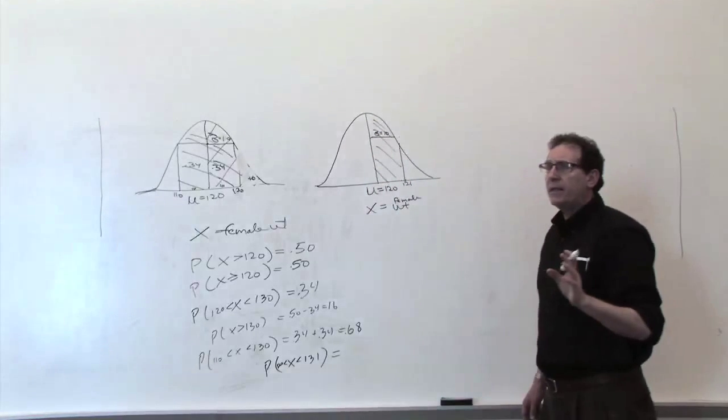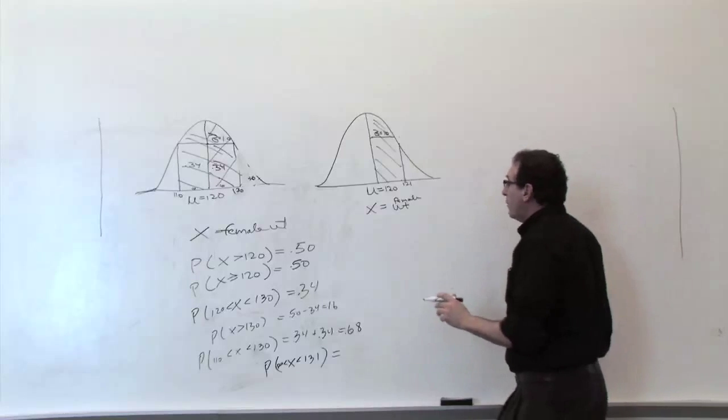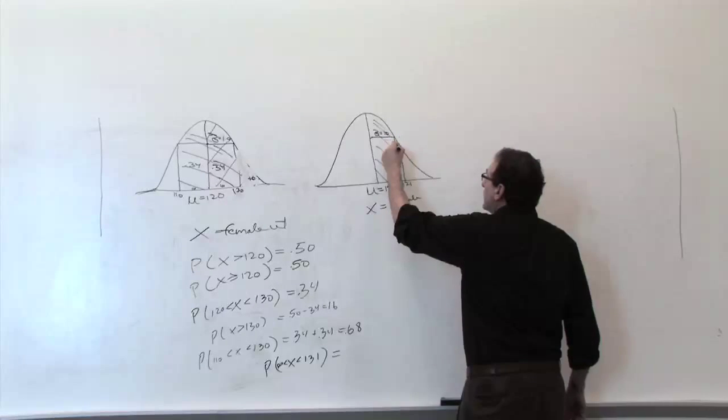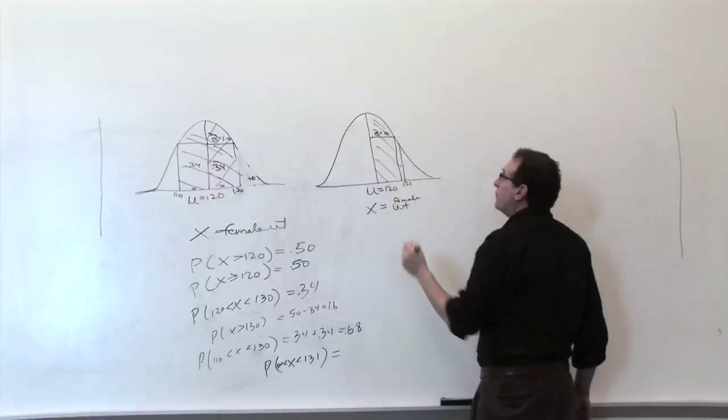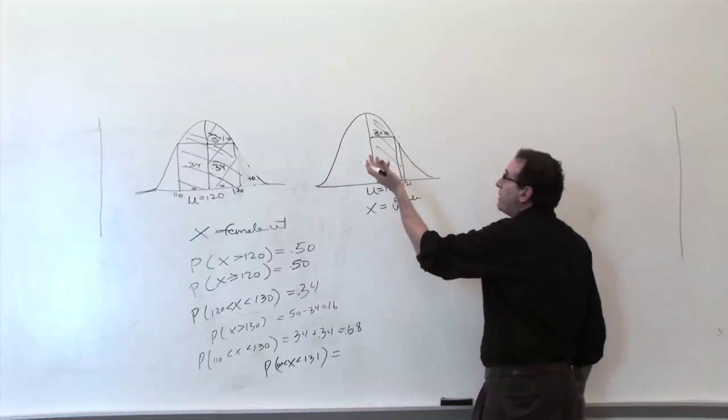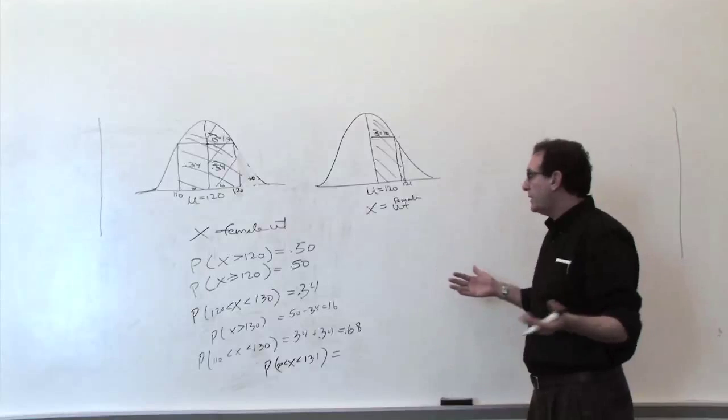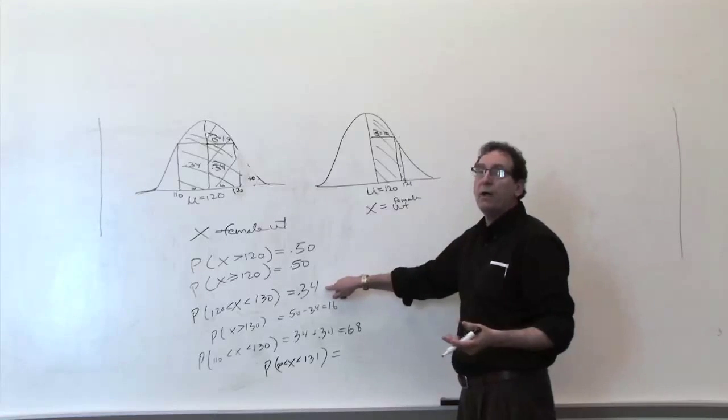I'm pretty sure somebody told me in class last time that if from here to here is 34%, this little piece here can't be that much, maybe 1 or 2 or 3 percentage points. So the answer has to be, instead of 34%, maybe 35 or 36.